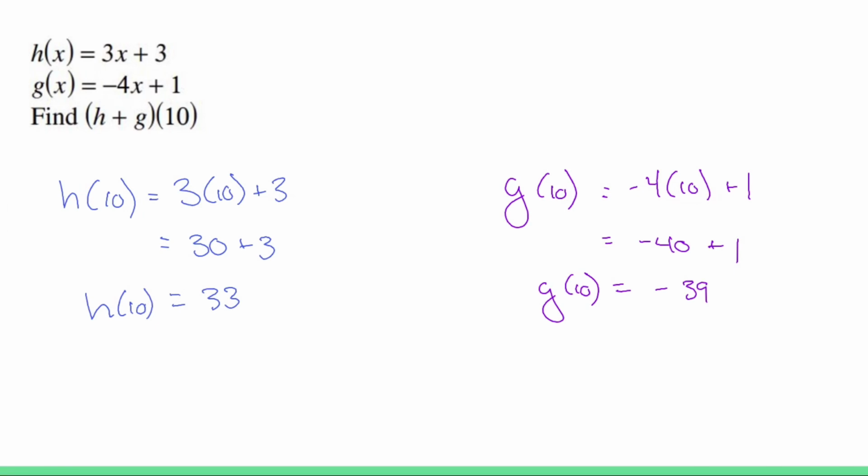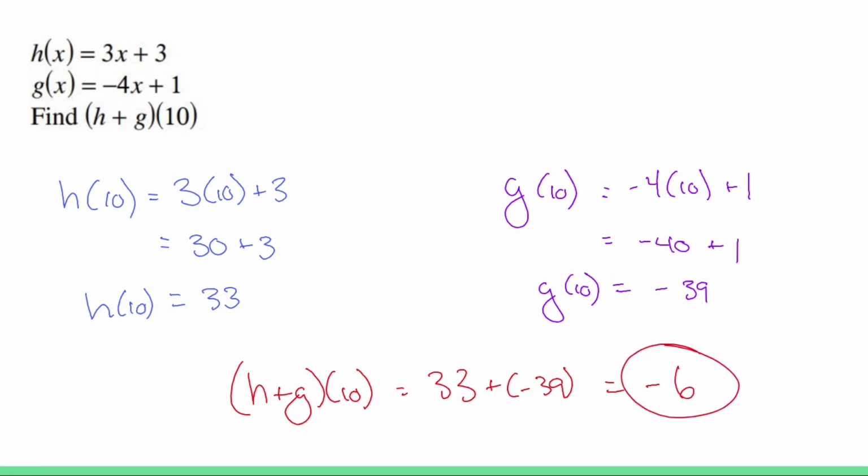So h plus g of 10 means we're going to add, let's write it out, we're going to add 33 plus negative 39, in other words, 33 minus 39, and that'll get us negative 6.